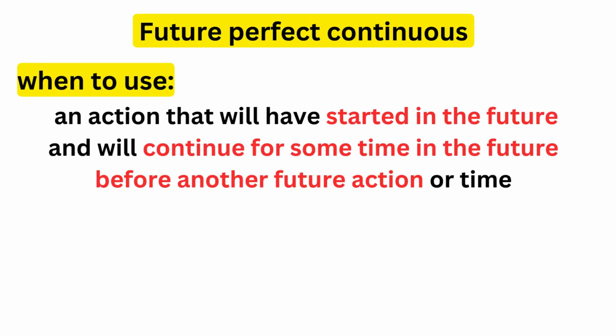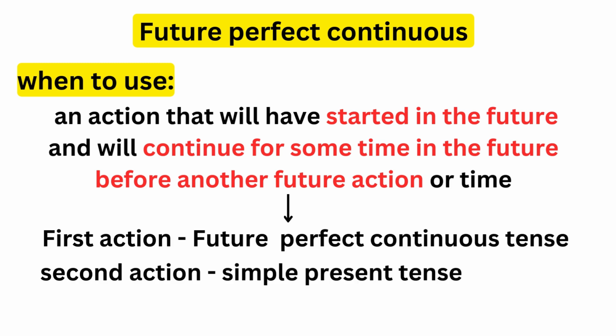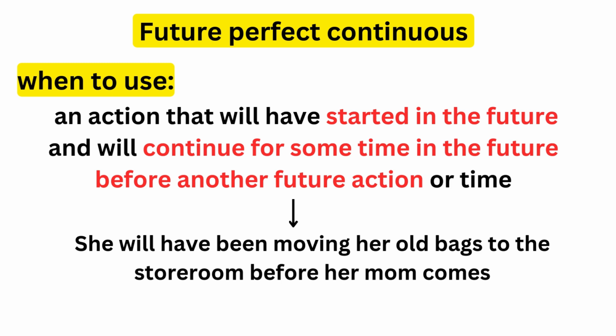The future perfect continuous tense is used to describe an action that will have started in the future and will continue for some time in the future before another future action or time. There are two future actions involved. The first action, which is in the future perfect continuous tense, and the second action, which is in the simple present tense. For example, she will have been moving her old bags to the storeroom before her mom comes.